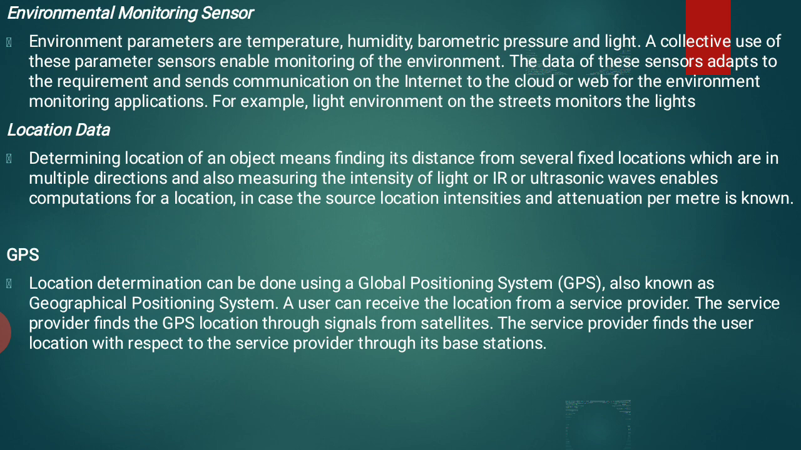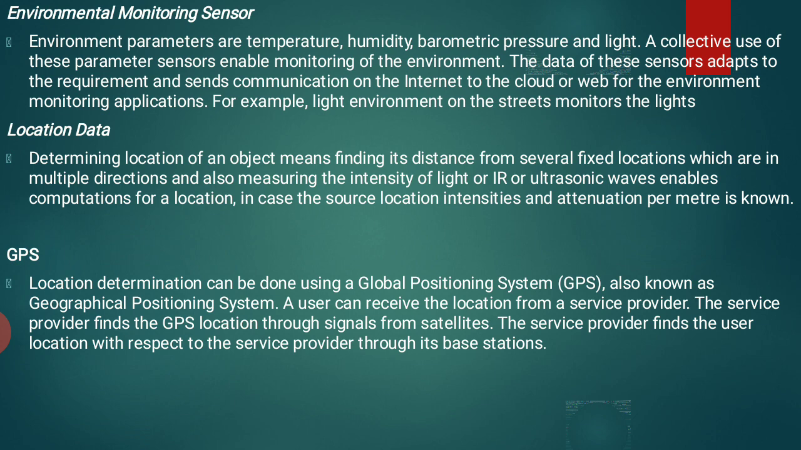So by using these sensing technologies, we can identify the location in case the source location intensities and attenuation per meter are known. So if I want to know the location, I have to know at what distance it has been taken through the light per meter. We have to calculate that.